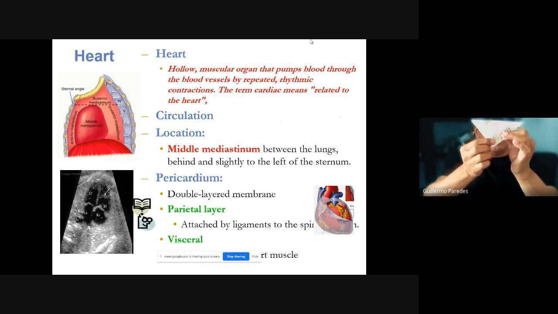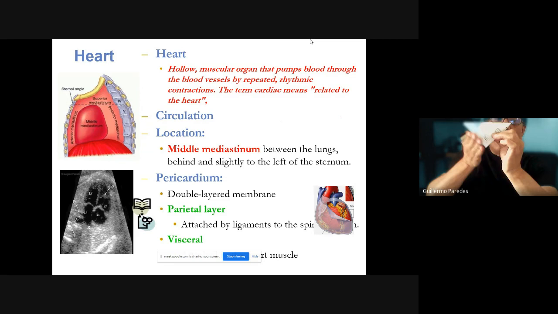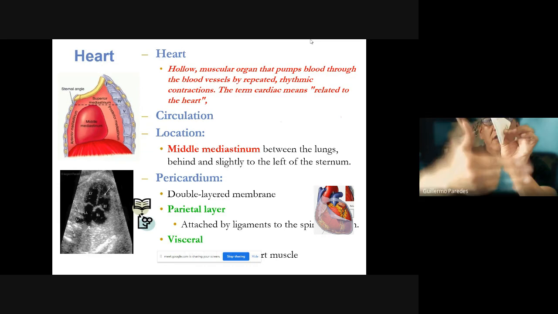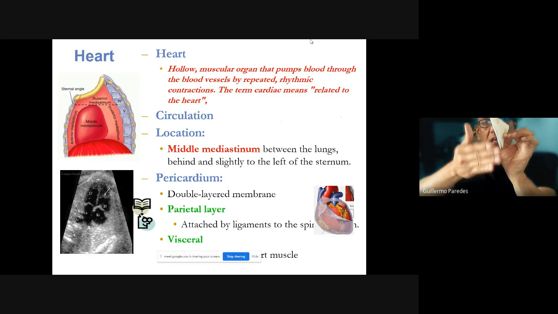So that means that the lateral portion, that is the right side, is going to get more anterior because the heart is going to rotate normally, at a very early stage in the fetus, from the right to the left, a little bit like that. So this is the anterior wall. What is closer to the anterior wall of the chest is going to be the right side of the heart. You okay with that?